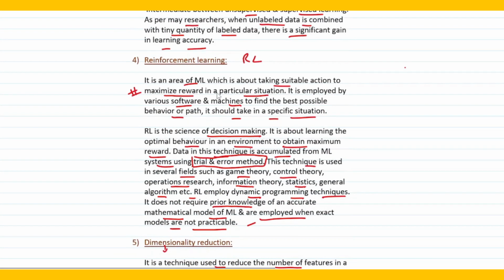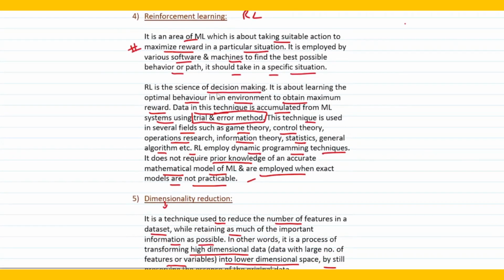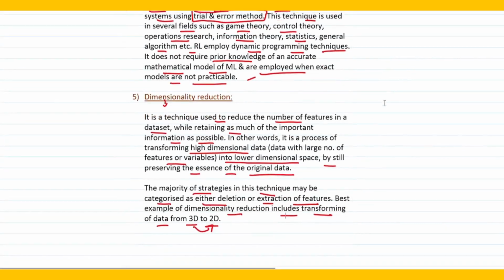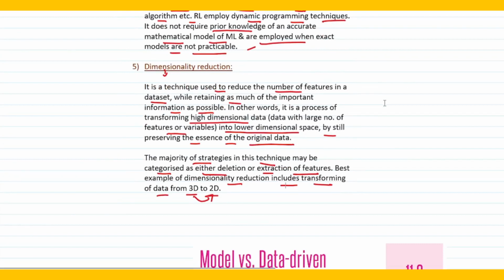Then you have something called reinforcement learning, wherein machines take suitable action for maximizing the reward in a particular situation, and it is a science of decision making. Finally, you talk about something called dimensionality reduction. It's a technique which is used to reduce the number of features in a data set. That is 3D to 2D. That's the best way you remember that.